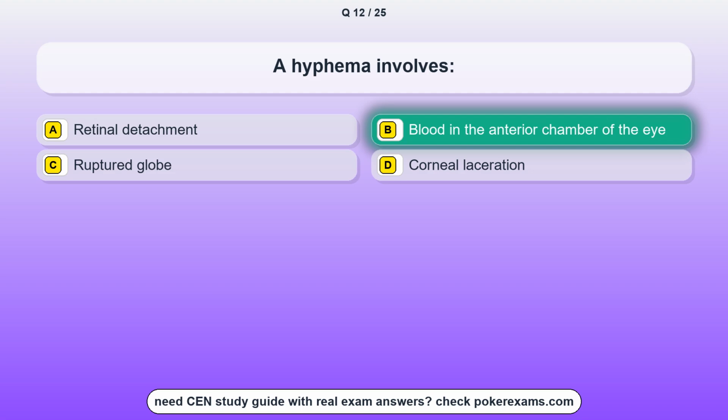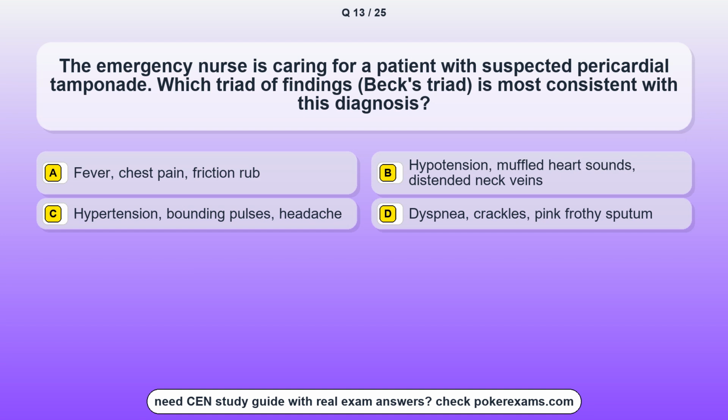The correct answer is option B. Blood in the anterior chamber of the eye. Question 13. The emergency nurse is caring for a patient with suspected pericardial tamponade. Which triad of findings, Beck's triad, is most consistent with this diagnosis?